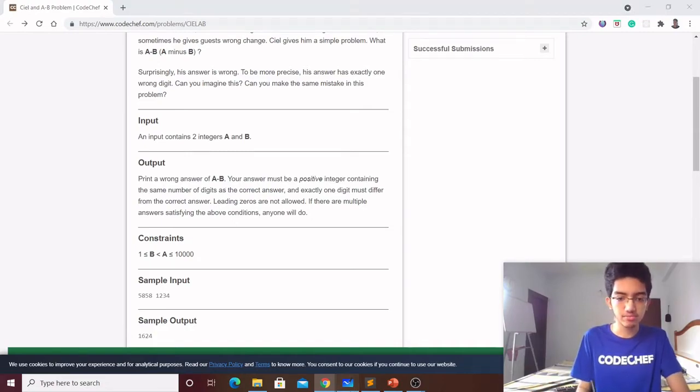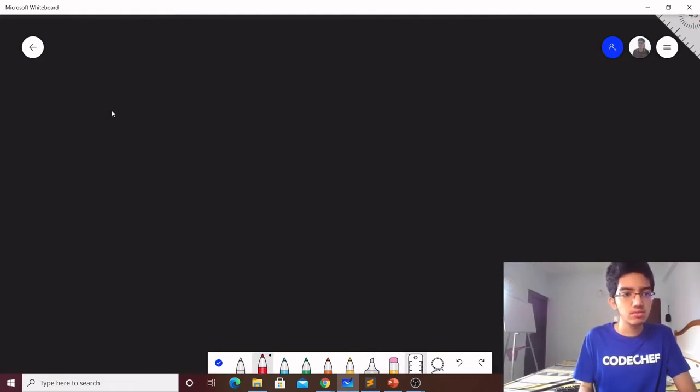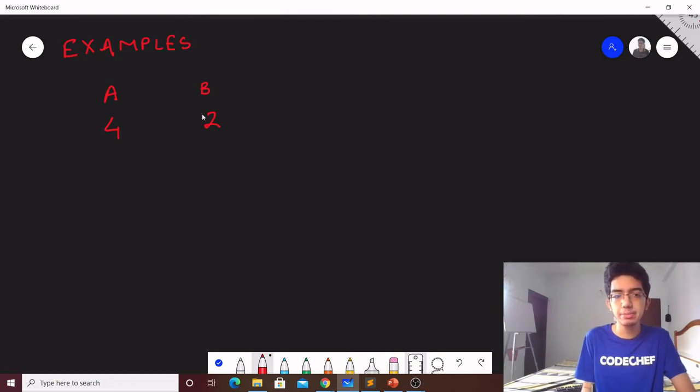Let's understand it through an example. Say the value of A is 4 and the value of B is 2. They are both greater than 0 and B is less than A. Then our correct answer would have been 4 minus 2, which is equal to 2. But since our waiter is making mistakes, there should be exactly one wrong digit. So the answer according to this question could be any of 0, 1, 3, 5, 6, 7, 8, and 9. Our final answer differs in exactly one digit.